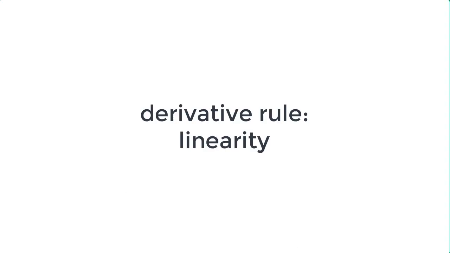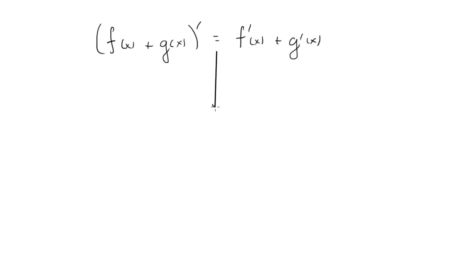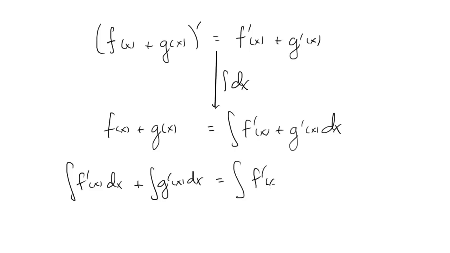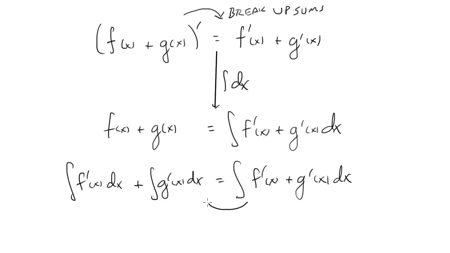Let's look at our derivative rule of linearity. Breaking up sums, pulling out constants. So first up, look at sums. Take the derivative of a sum, it's the sum of the derivatives. Hit it with the integral. Integrated derivative, it goes away. And on the other side, it's just the integral of that thing. But f is the integral of f prime. g is the integral of g prime. And I've made an integration rule. The same rule of breaking up sums for derivatives leads to the rule to break up sums for antiderivatives.